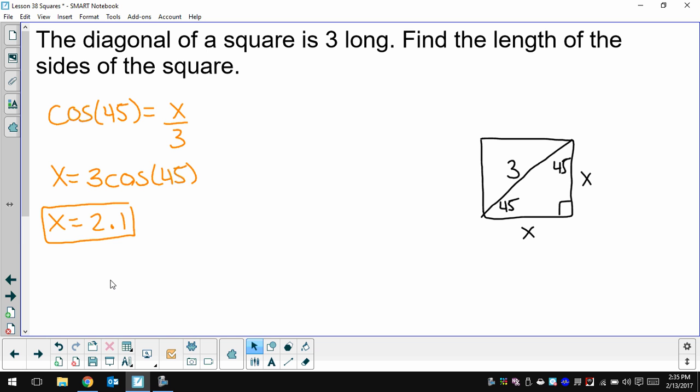Again, you could have used special right triangles here. 3 over root 2 equals x over 1. Or you could have done Pythagorean theorem, x squared plus x squared equals 3 squared. Again, whichever one works for you.